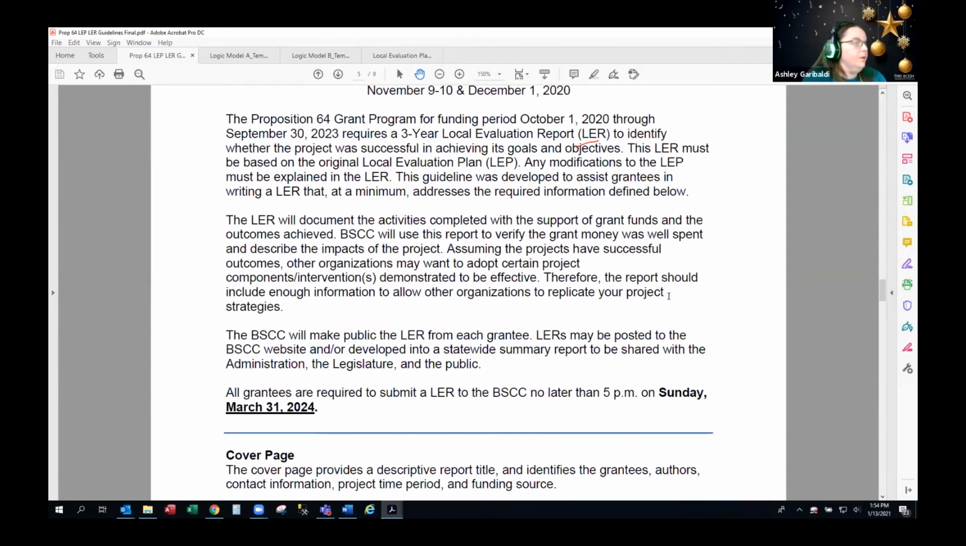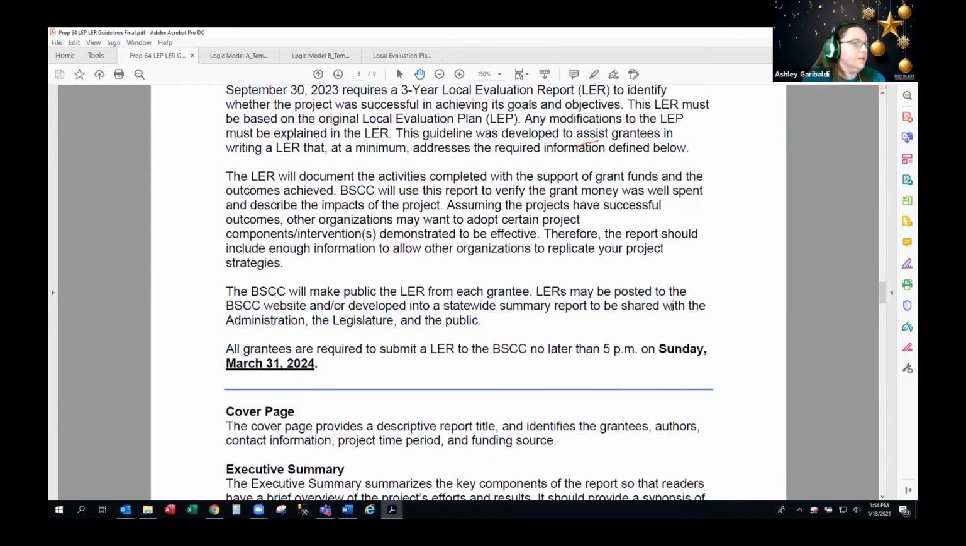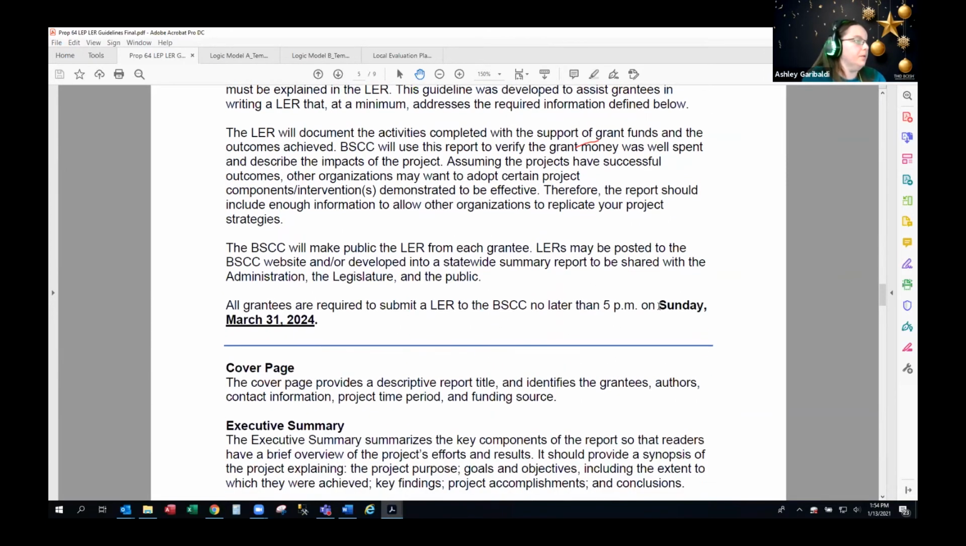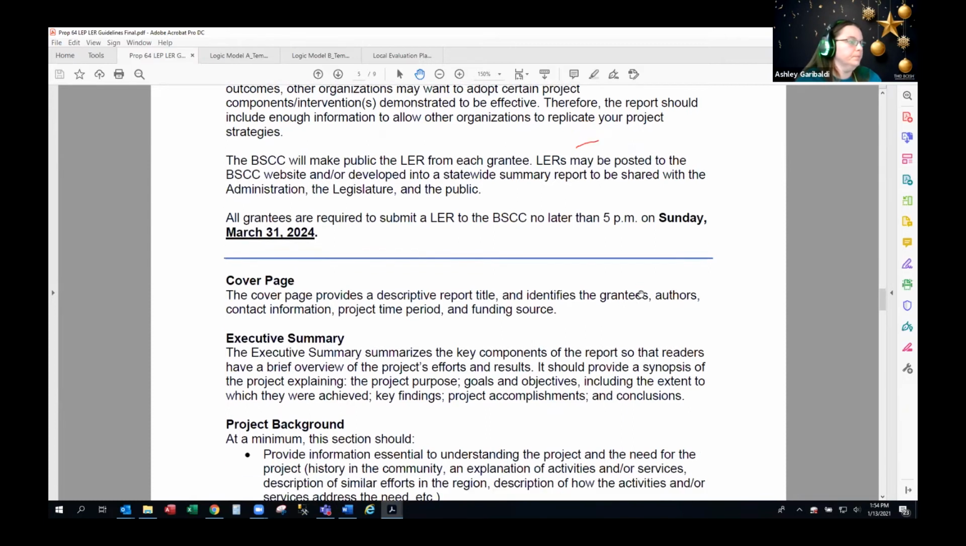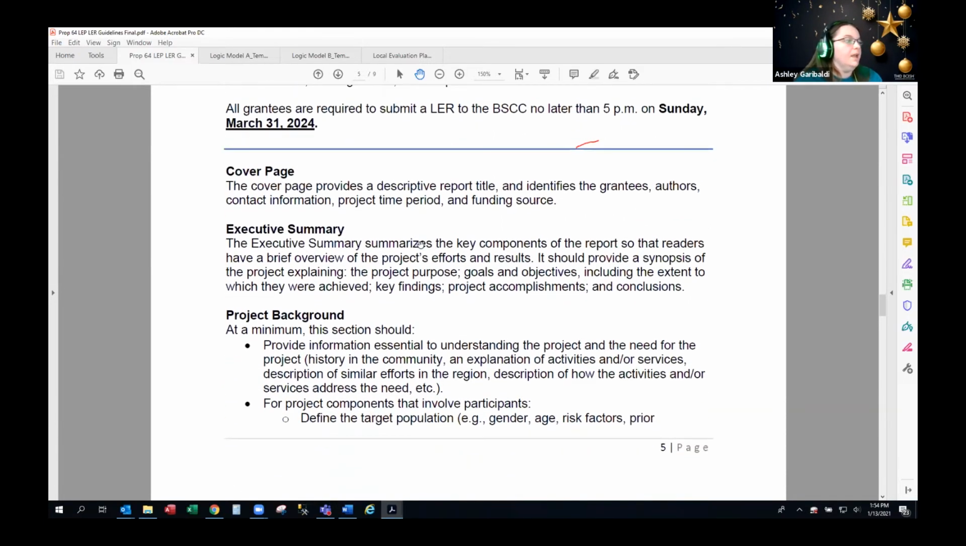So I just briefly will go over the report, and you'll see that it's basically a partnership with the plan that you're going to be submitting. And again, this is also the evidence you're going to use for us, and anyone else that you'd like to show how well your project went. So, cover page, executive summary.